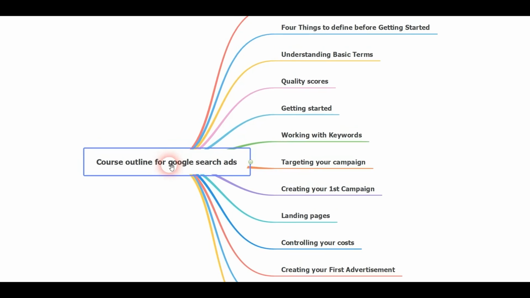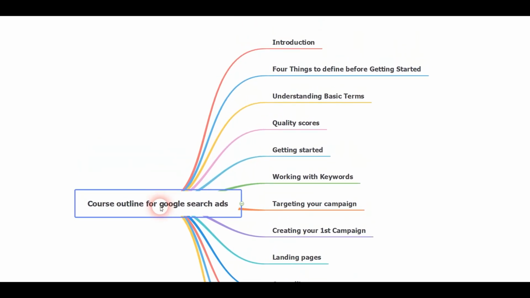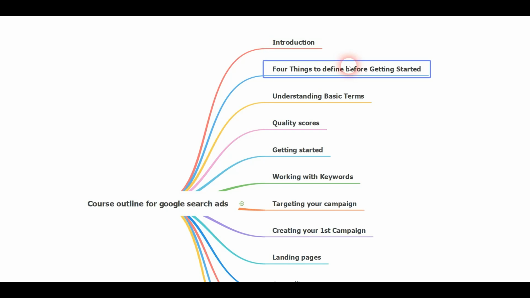We will be discussing the course outline for Google search ad. In the first video we'll be discussing the introduction of Google Ads. We'll be learning about the overview of Google Ads, where these ads appear, how these ads appear, and the benefits of using Google Ads. After that we'll be talking about the 4 important things that you need to define before you get started. The 4 important things are defining your business, defining your product, defining your customers, and defining your goals and expectations.